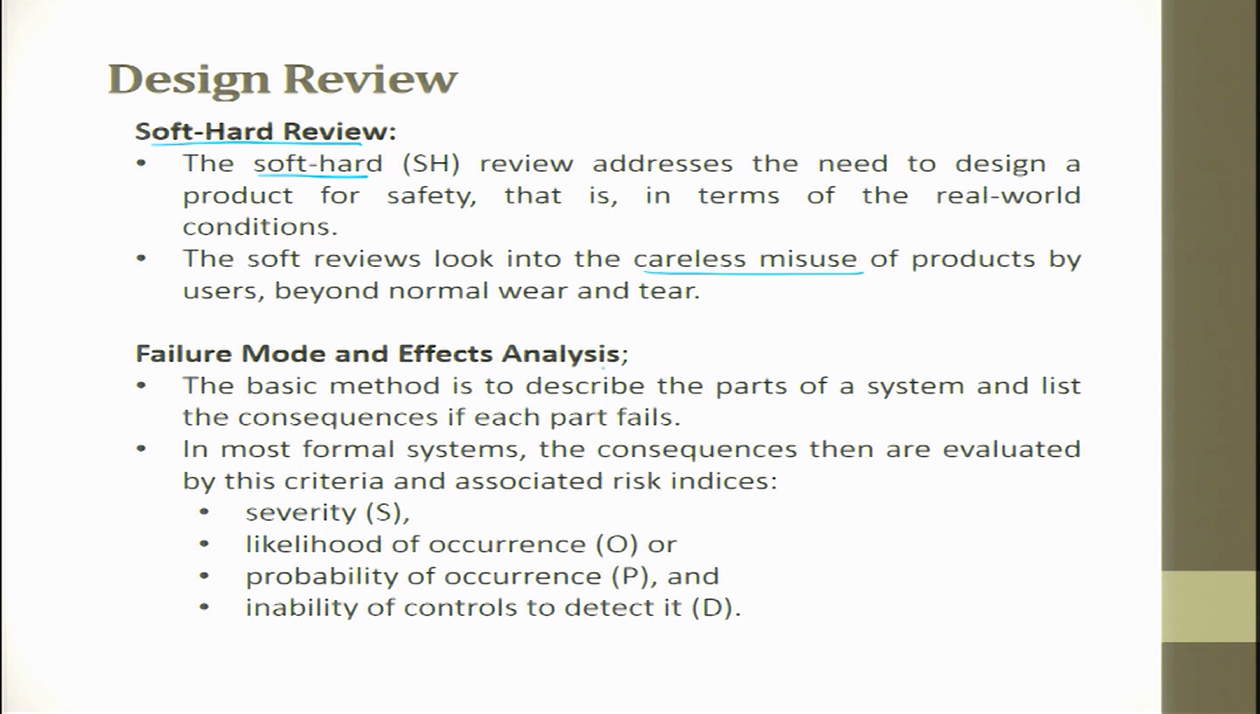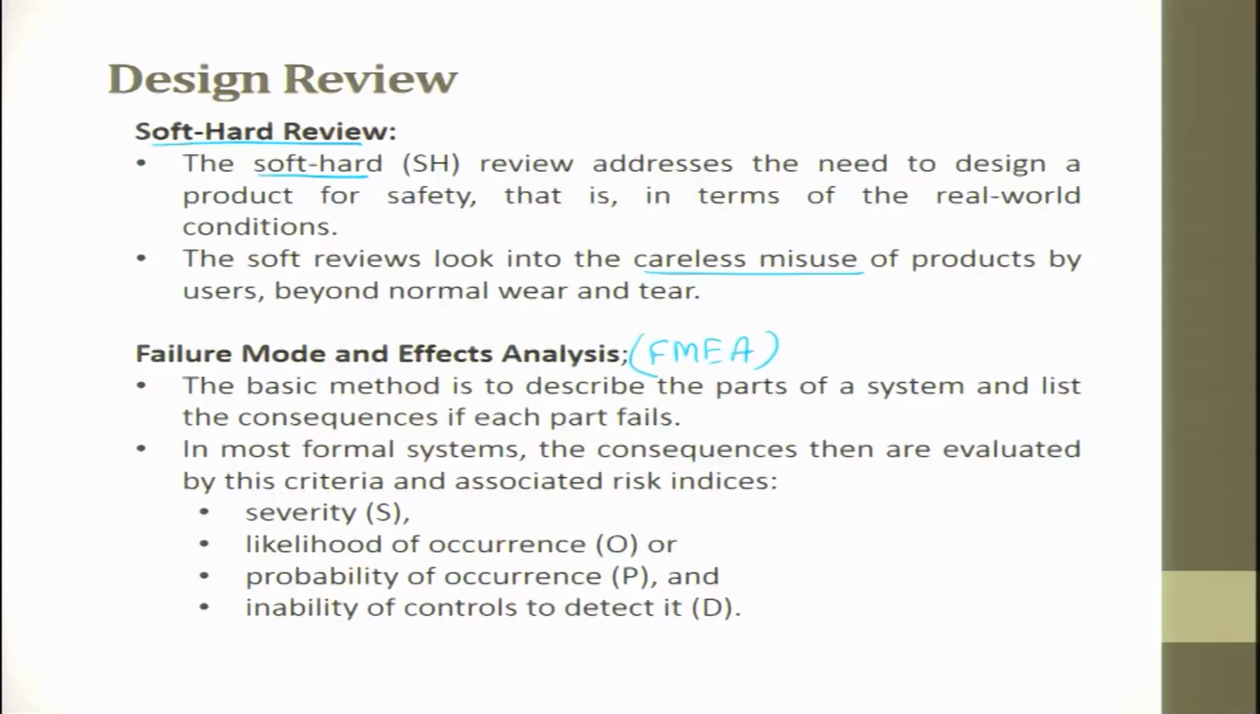Failure mode effect analysis, otherwise called FMEA, is a very powerful tool to do design review. The basic method is to describe the parts of a system and list the consequences if each part fails. For example, if you have a tire in a car and the tire fails, what amount of impact will it create to the product as well as to the passenger? That is done at the beginning itself.